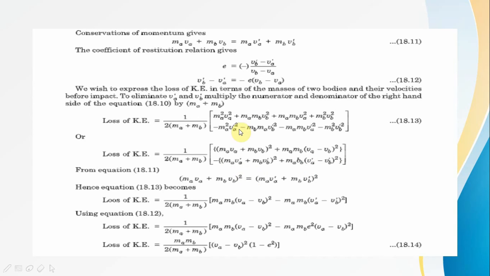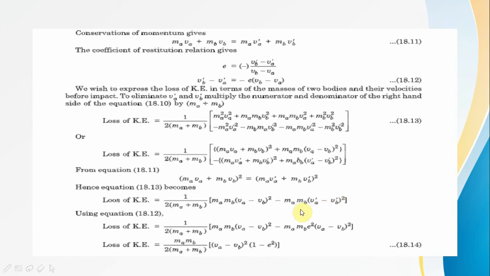Now if we see equation 18.11 and square this equation, we can put it in for this term. So this term and this term would get eliminated when we put the square of this equation in this equation. Then we get the equation: loss of kinetic energy equal to 1 by 2 into (Ma plus Mb) in brackets, Ma Mb (Va minus Vb) square minus Ma Mb (Va dash minus Vb dash) square.